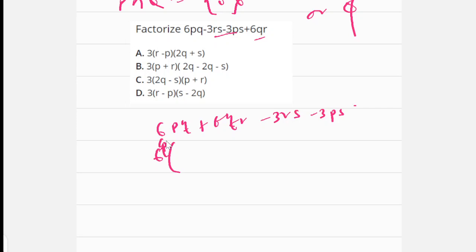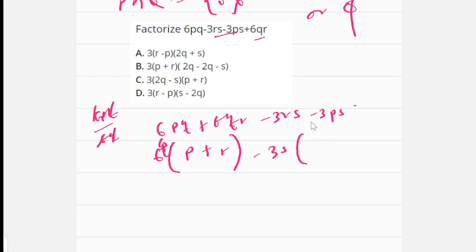When you factor out a number, it means you have to divide each term by it. Since I have factored 6q out, what will be left here is p. How do I know it is p? I divided 6pq by 6q, and this 6q will cancel that 6q. You have p left. Then plus r. What do you still have left here? I think minus 3 is common. S is also common.